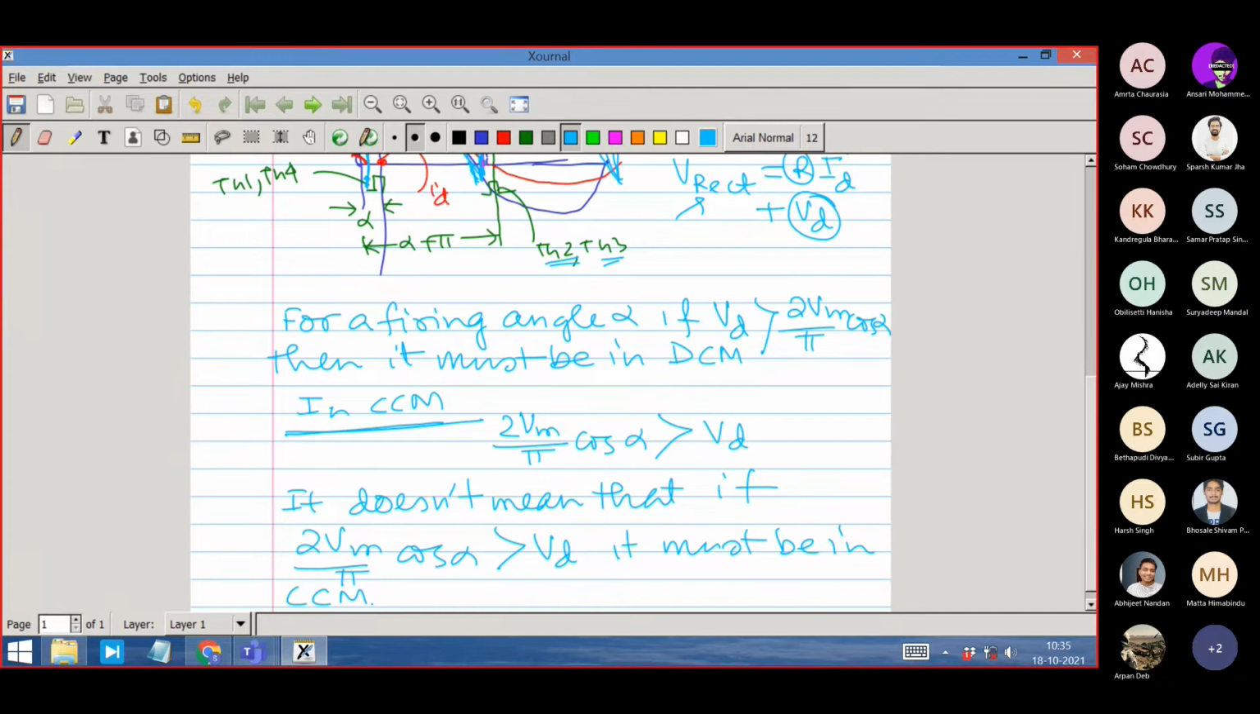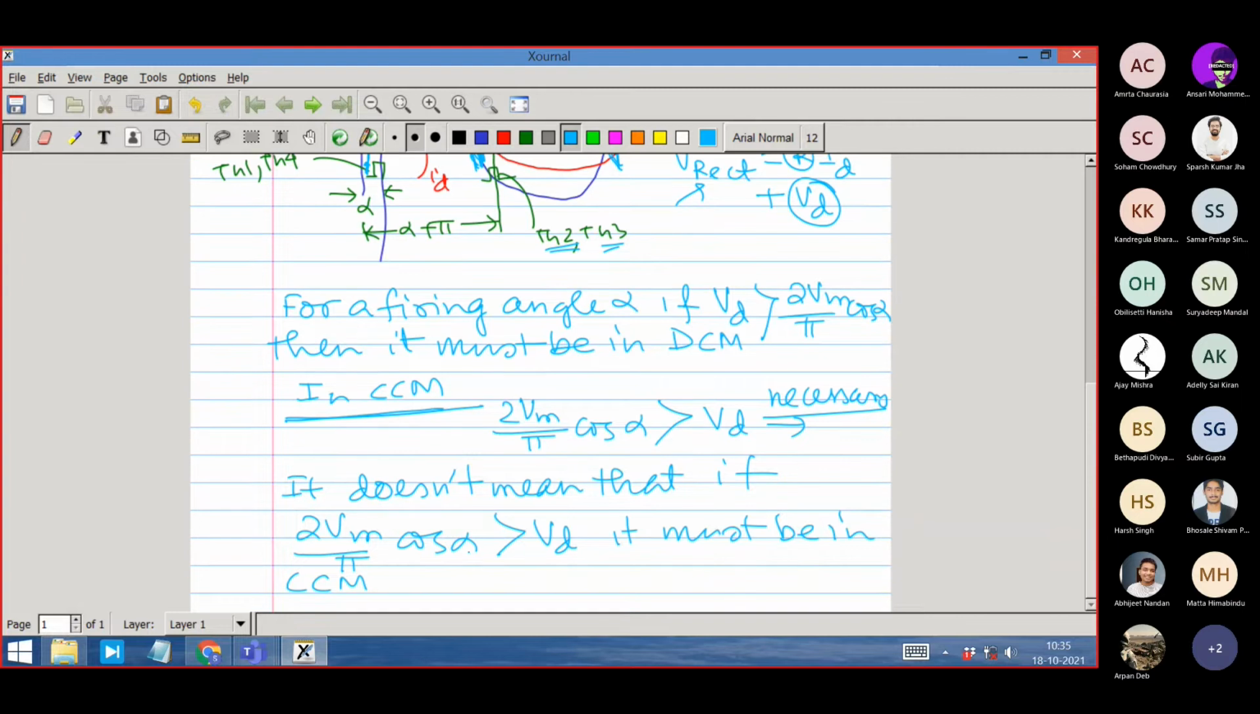In order to be in CCM, this is the first condition, this is a necessary condition. It must be satisfied, but it is not a sufficient condition. Not only that, we have to subsequently see what are the values of L by R. Then after that, it will depend upon the circuit time constant, or in other words, it will depend upon the value of the inductor in the circuit, the L by R time constant of the circuit.